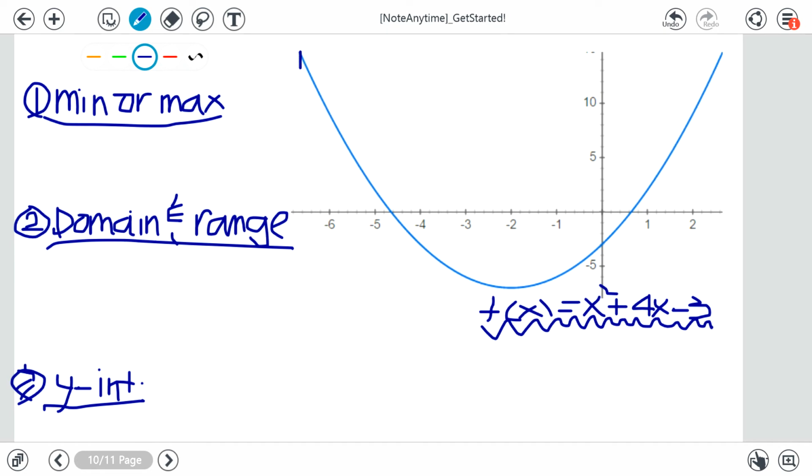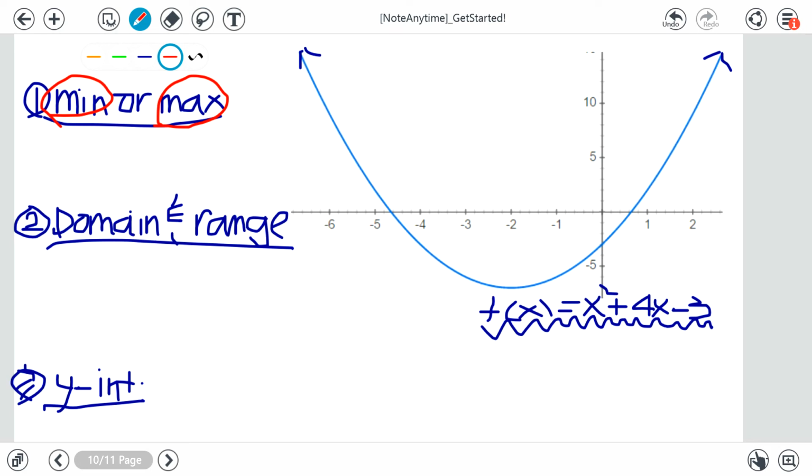Now, although it may look very apparent to some of you guys, it may not to some. So I'm just going to go over the definition of min or max. Minimum, or min, is the lowest point of a function. Maximum means the highest point of a function. So let's look at this graph that we have.